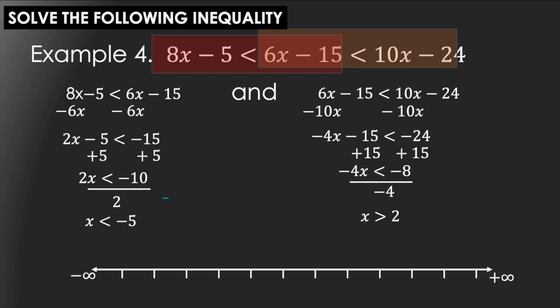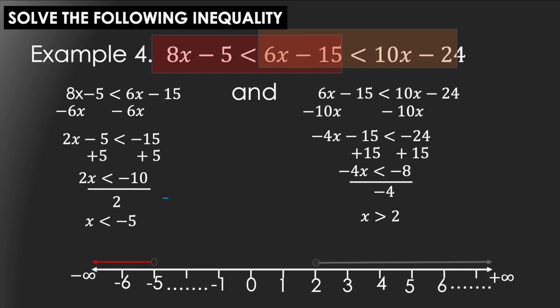Now let's graph these solutions on a number line. So we have x > 2. We start with marking 2 with an open circle because 2 is not included, and then shade the area that is greater than 2. And that goes to positive infinity. In our second solution, which is x < -5, again, -5 is not included. So you start with an open circle to mark -5 and shade the area which is less than -5. That goes to negative infinity.